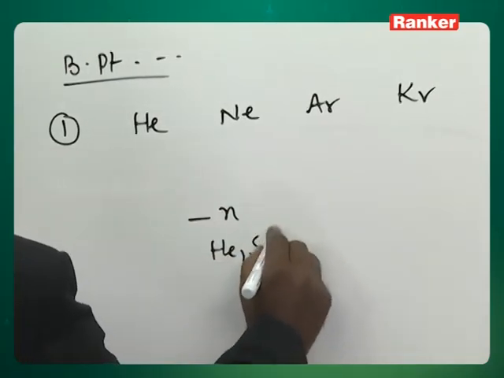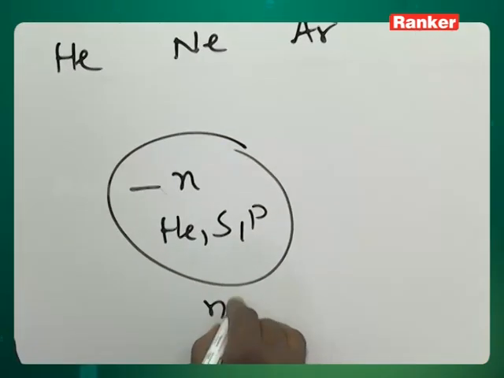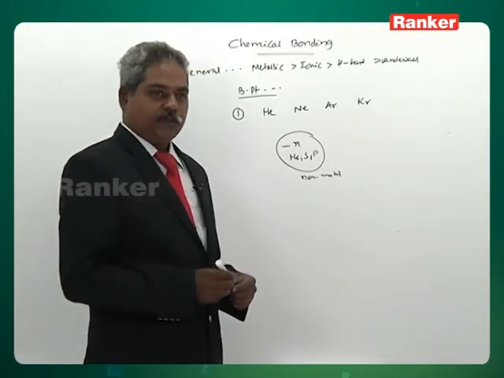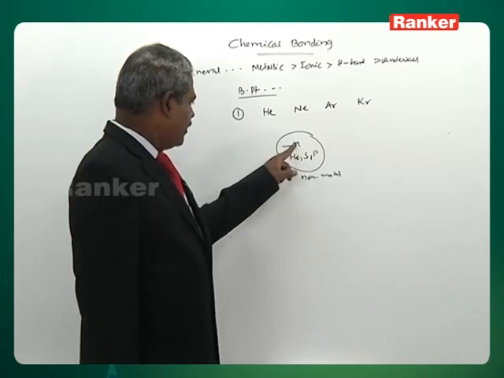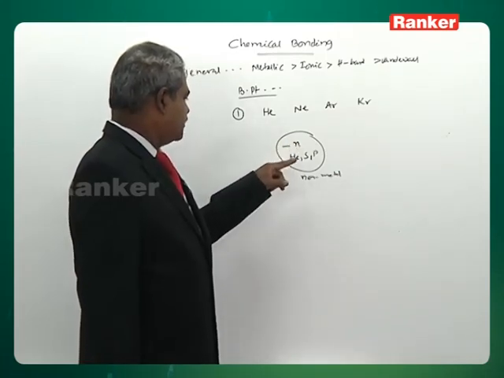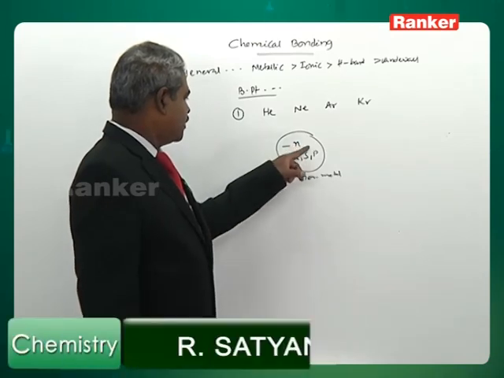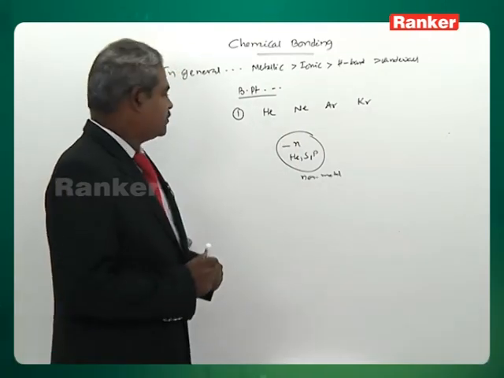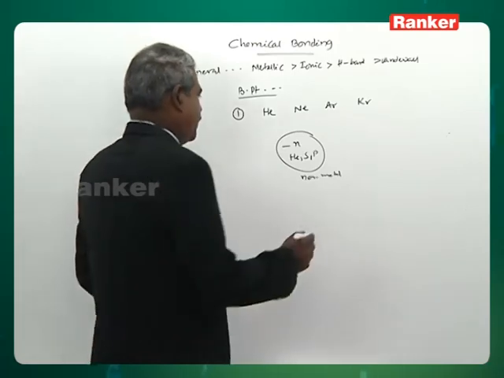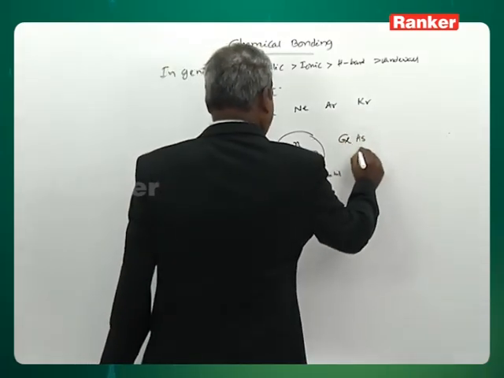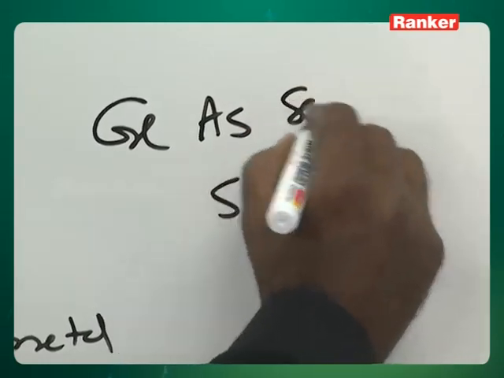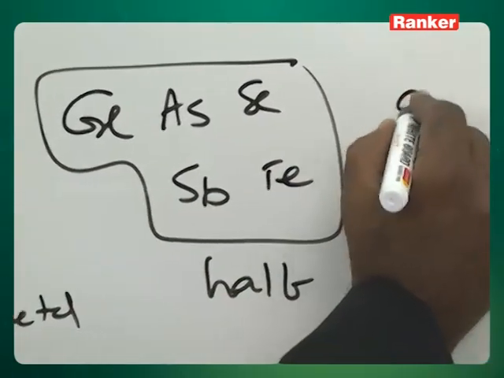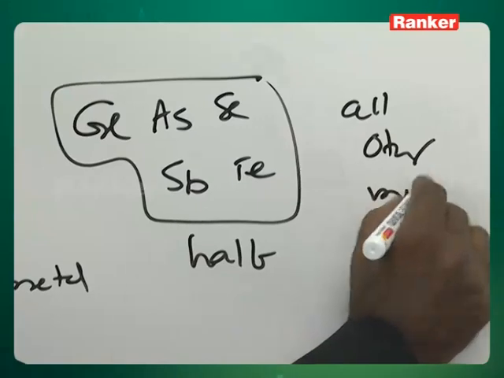Helium, sulfur, phosphorus. These are non-metals. All names ending in the sound N, like fluorine, chlorine, bromine, iodine, oxygen, sulfur, like that. Nitrogen, phosphorus, boron, carbon, silicon. Germanium, arsenic, antimony, selenium, tellurium. These are half metals, and all others are metals. Just remember this.